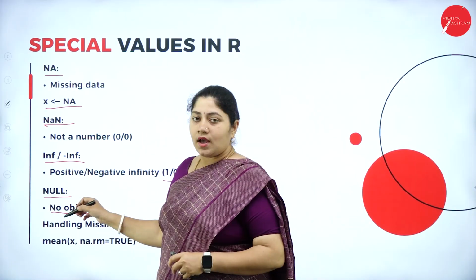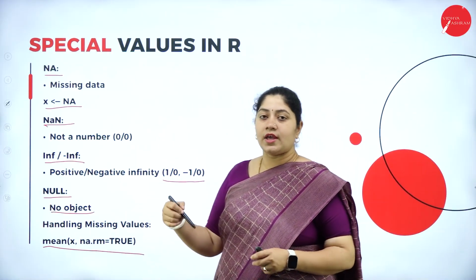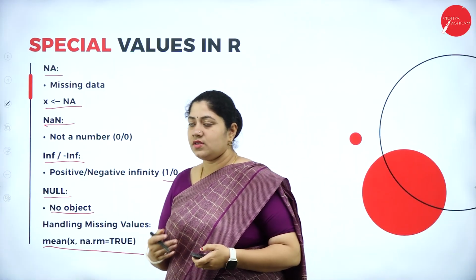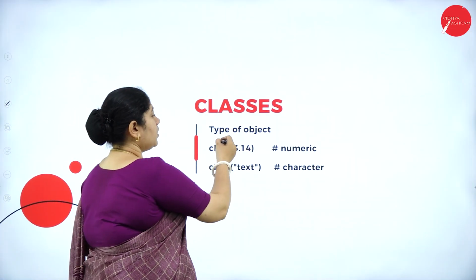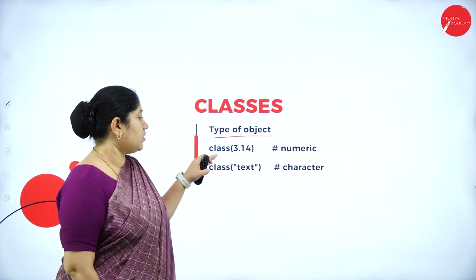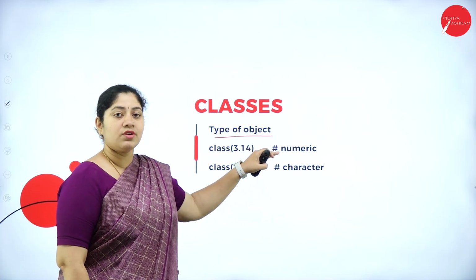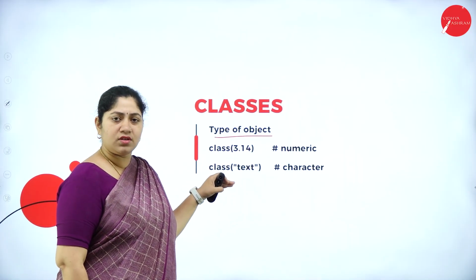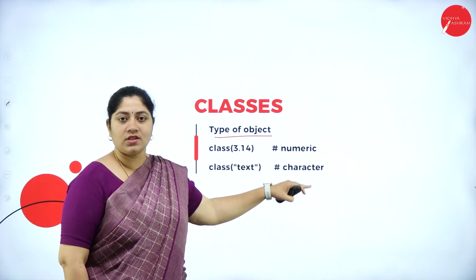Up next, handling missing values. This is a format we can utilize in order to represent it. Up next, let's see the classes. It is nothing but a type of object which we use. Here we can see class of 3.14. It represents a numeric value. The next one, class of text, is a character value.